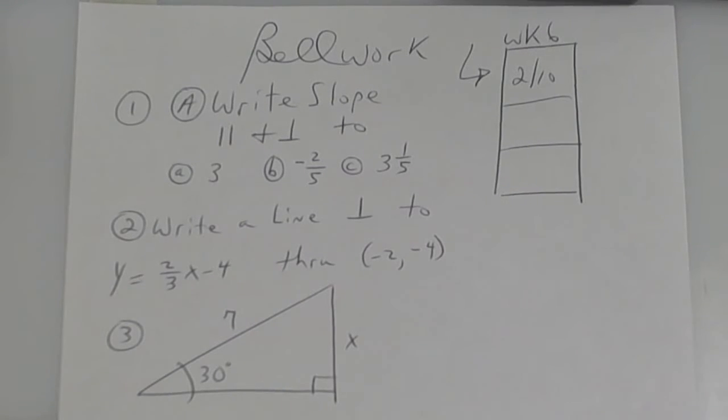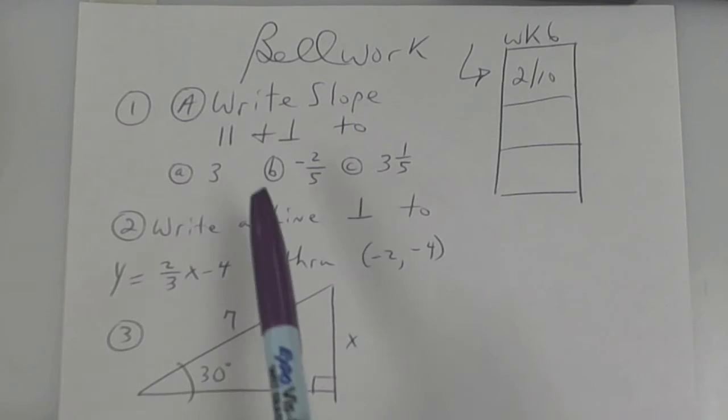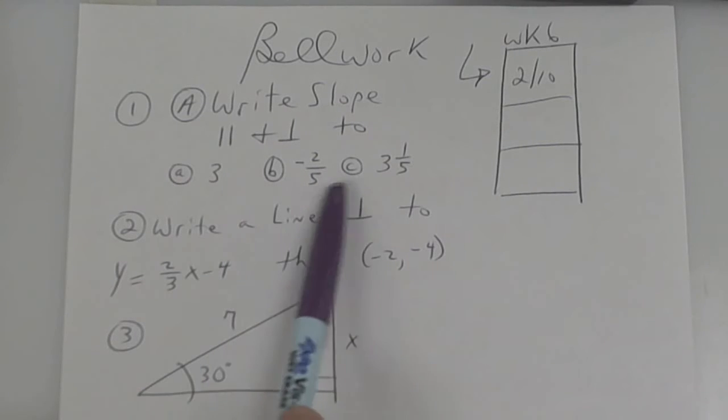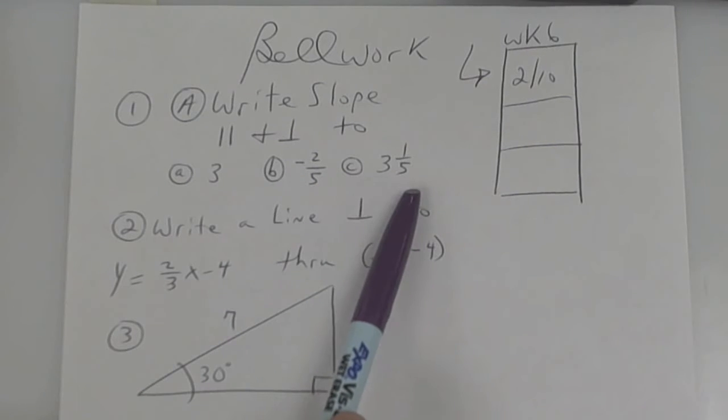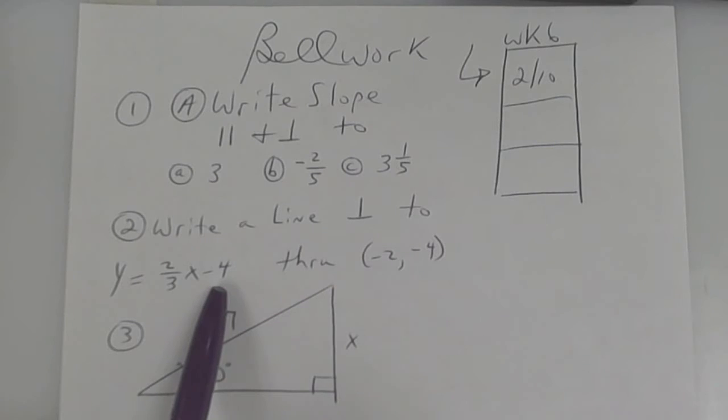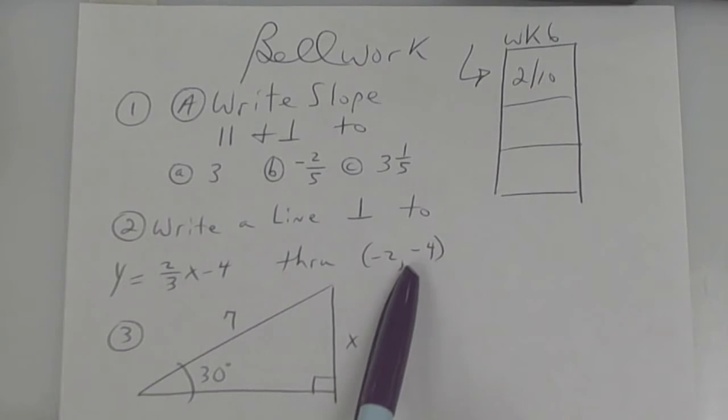Let's take a look here. It says parallel and perpendicular, so I want you to take a minute or so and compare your answers for parallel and perpendicular with your neighbor. And then I want a line perpendicular to this line through that point, and then special triangles. So take a minute and do that. All right, let's take a look here.